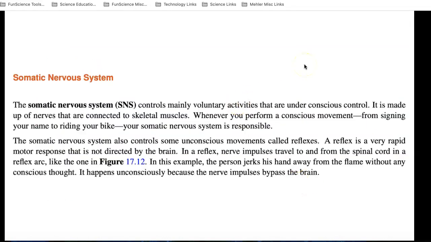There's a couple types of nervous systems. One is the somatic nervous system, and that mainly involves voluntary activities, things that you think about and that you can do. If you want to move your arm, that's the somatic nervous system. They also control some unconscious movements called reflexes. And a reflex is a very rapid motor response. It's not directed from the brain.